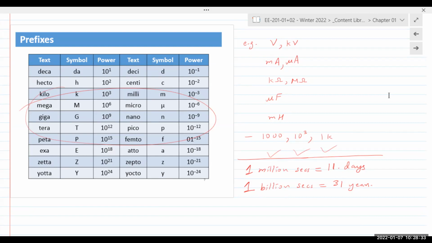Anyway, coming back from the tangent, unit prefixes. I don't expect students to memorize the entire table, but there are some values in the middle of the table that every engineer should be familiar with, right? We encounter them in everyday lives and also in your own engineering fields.